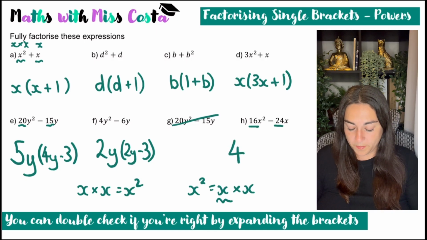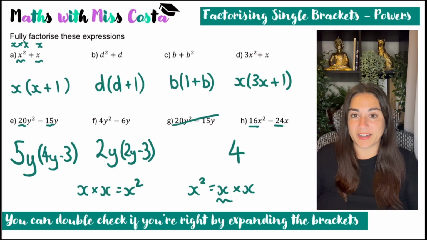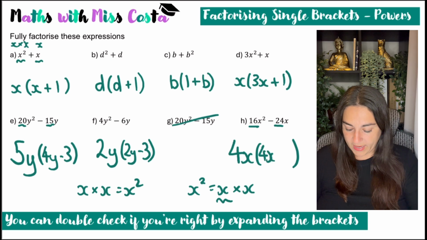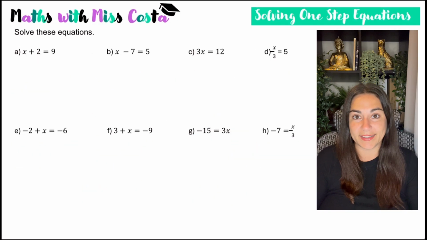And then for the last one, the highest common factor of 16 and 24 would be 4, and then the highest common factor of x squared and x would be x, so I put that outside the brackets, and then 4x times 4x gives me 16x squared, and 4x times minus 6 gives me minus 24x.